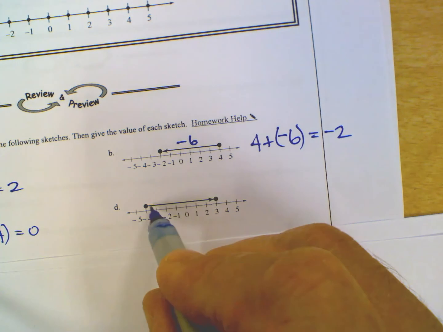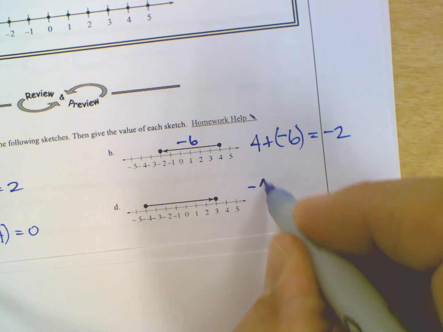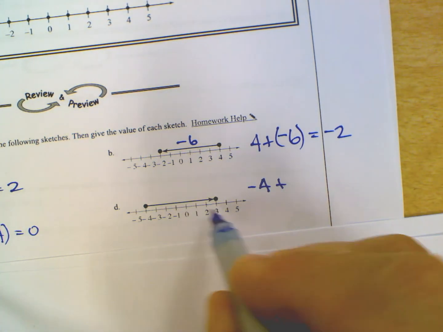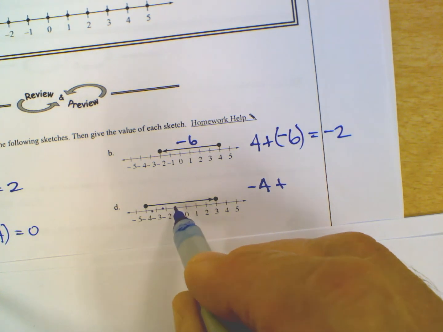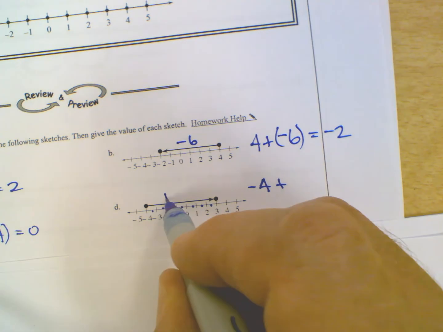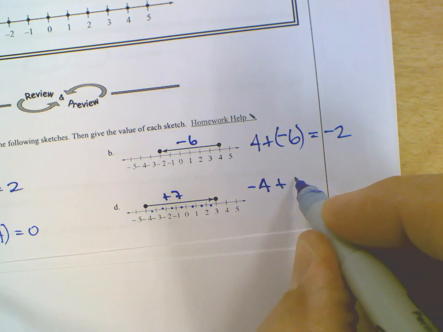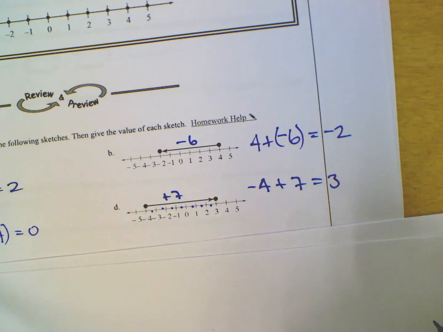Negative 6. So now I'm going in the positive direction, starting at negative 4. How far do I go? I go to 3. If I count each of these spaces, it's going in a positive direction of 7. So it's negative 4 plus 7, and my final answer is equal to 3. Okay, there you have it.